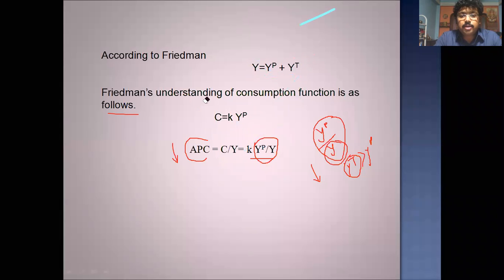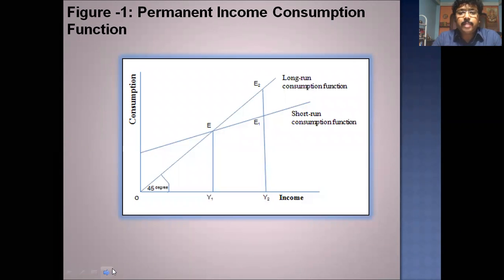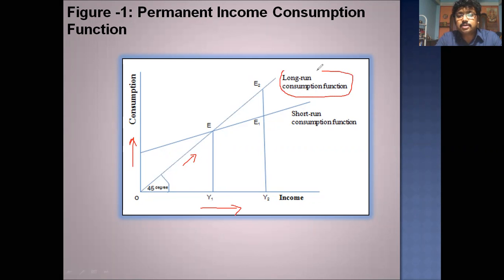Now I am erasing all this marking. Now look, this is the permanent income consumption function. This is the graphical presentation of the permanent income consumption function. Along the vertical axis, we measure consumption, and along the horizontal axis, we measure income. Okay. This is the 45-degree line. This is the long run consumption function as far as Friedman's concept is concerned. And this curve is the short run consumption function.